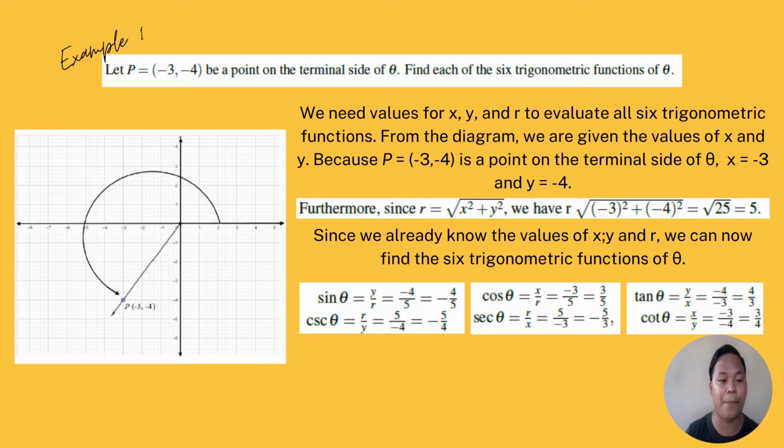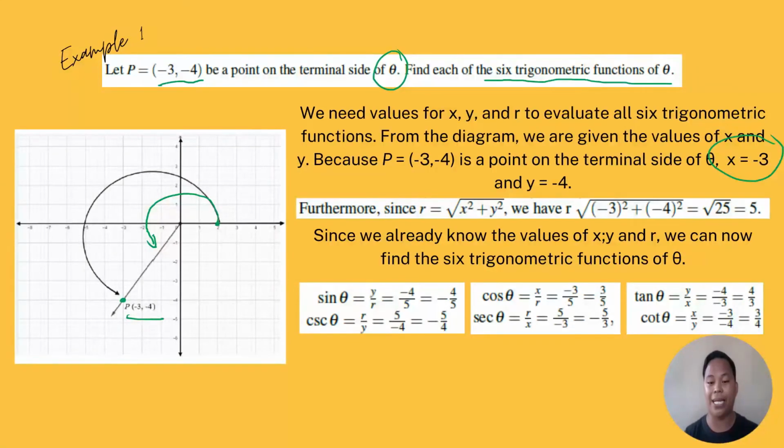Let's have this example. Let P be equal to the coordinates negative 3, negative 4, a point on the terminal side of theta. Find the 6 trigonometric functions of theta. So, from here po, we are to draw the terminal side with this point, negative 3, negative 4. Since x is equal to negative 3 and y is equal to negative 4, we're going to find the value of r. Apply the Pythagorean theorem.